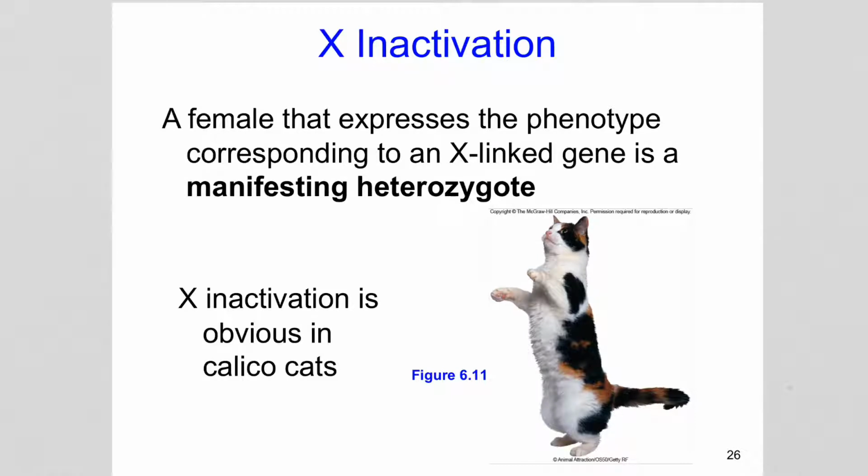So all calico cats are females, and the fur coloration is due to a gene carried on the X chromosome. And so it all depends on the allele that is the one that remains activated with regards to the different coloration of the patches of fur.